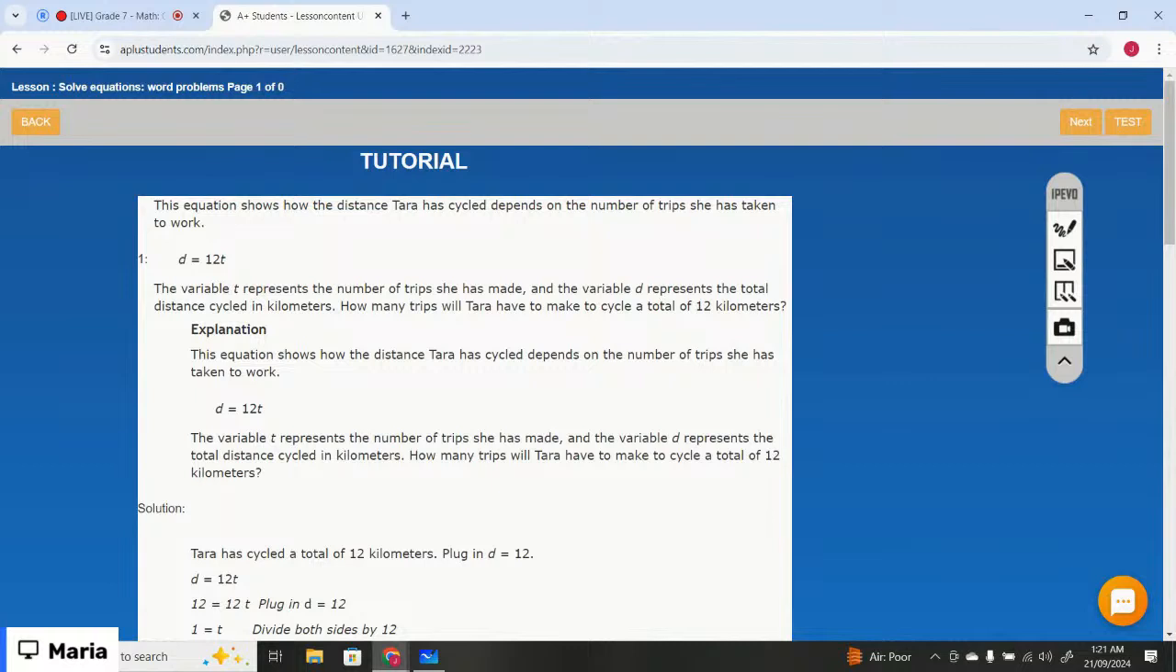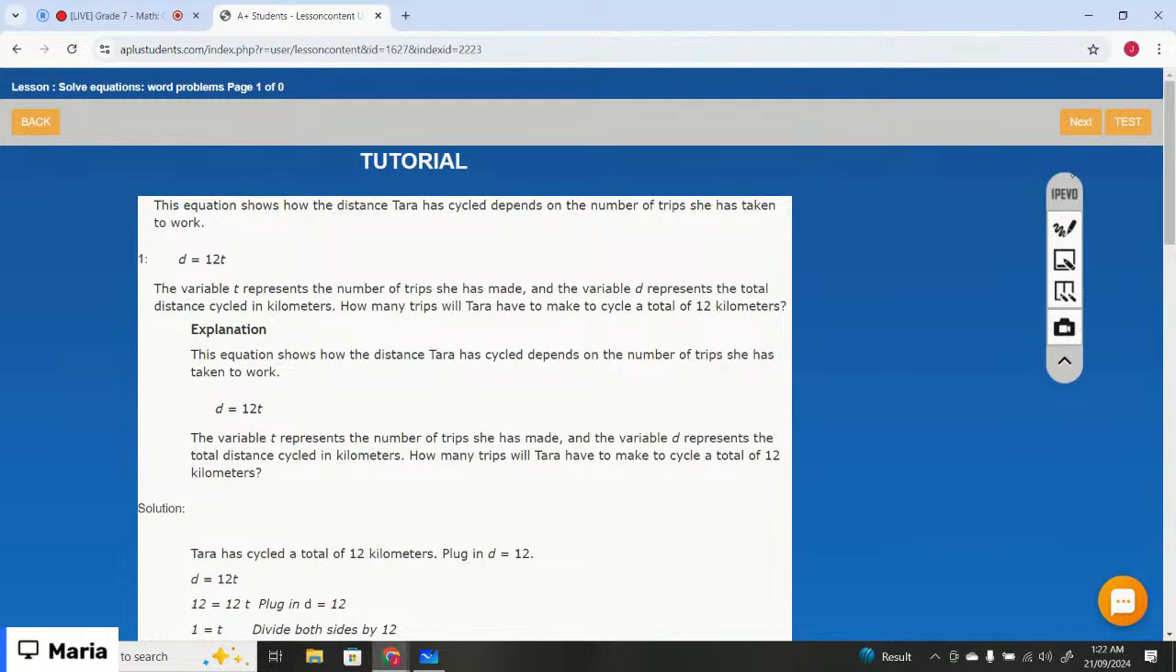This equation shows how the distance Tara has cycled depends on the number of trips she has taken to work. That is d equals 12t. The variable t represents the number of trips she has made, and the variable d represents the total distance cycled in kilometers. How many trips will Tara have to make to cycle a total of 12 kilometers?